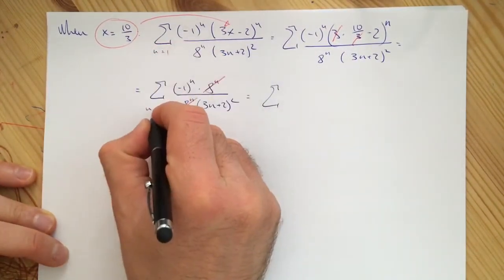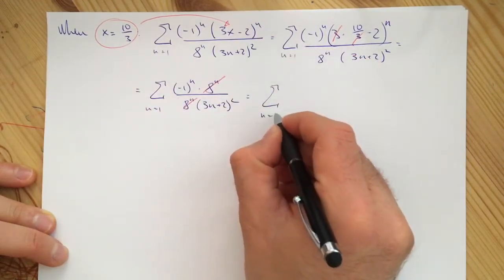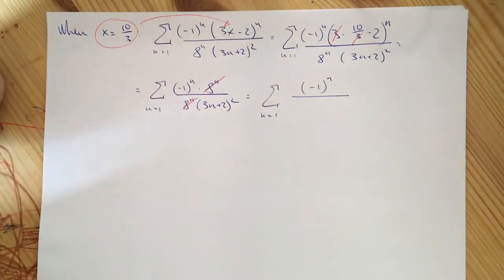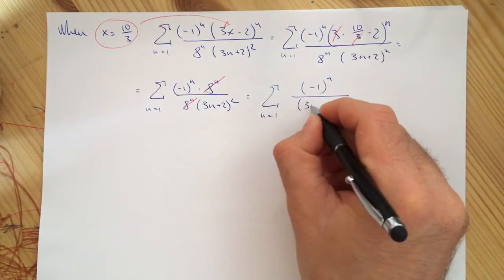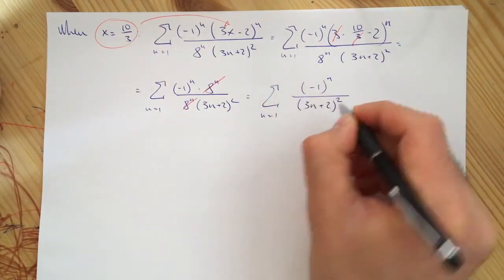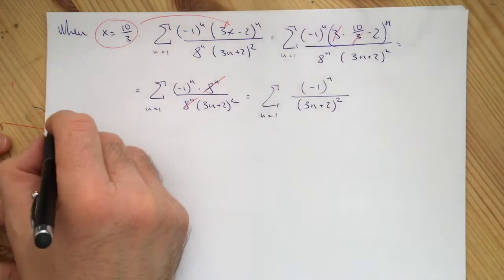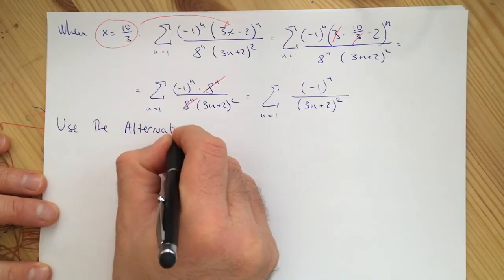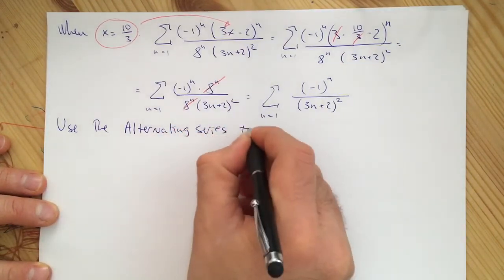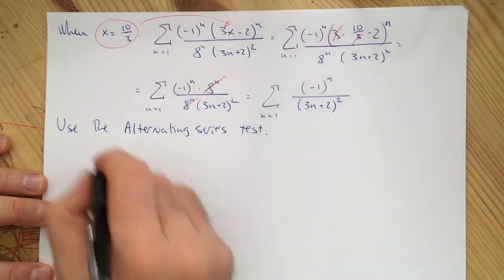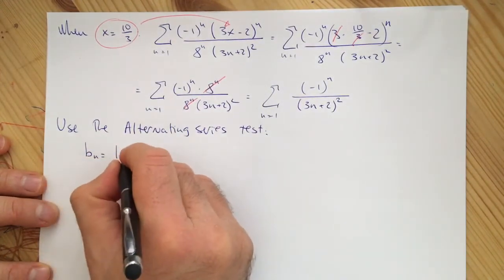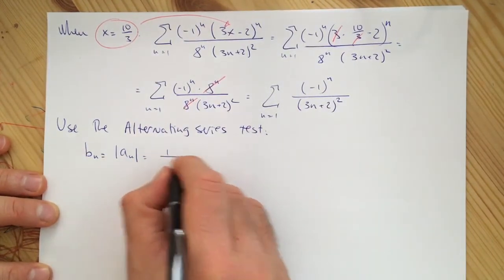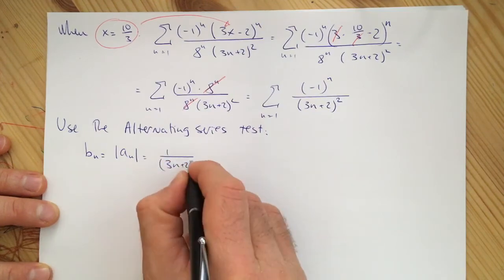We get an alternating series, which without any problems we can see is an alternating series, so we're just going to use the alternating series test. What does it say? Take b_n to be the absolute value of this particular a_n. I'm testing this series now, so this is my a_n, and that's just 1 over (3n plus 2) squared.